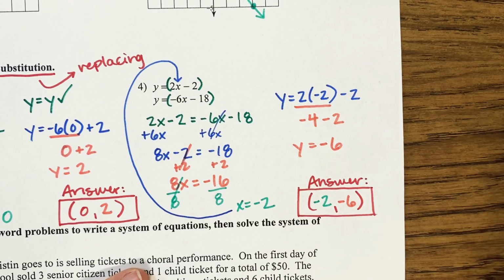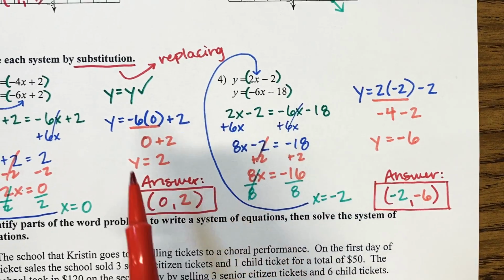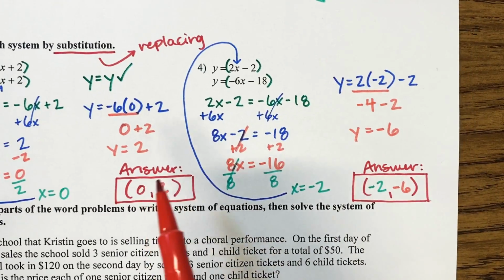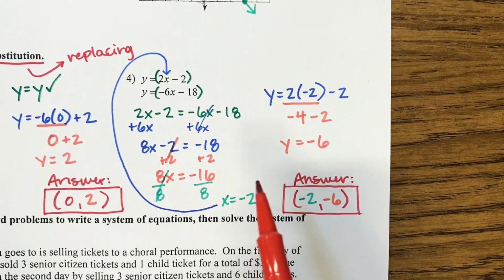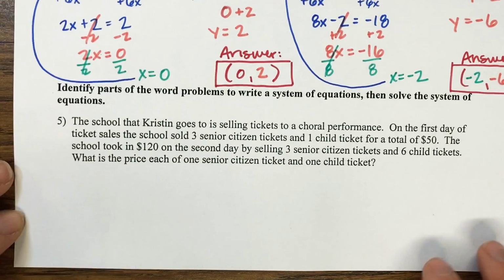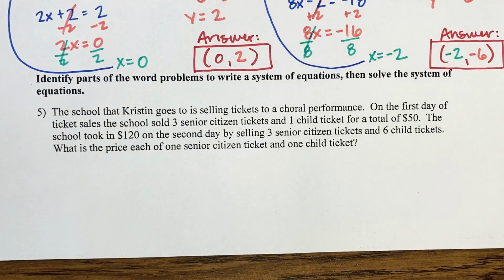Okay, awesome. So that is solving systems by substitution. Notice we don't have any graphs. We're using algebra to solve here, but our answers still look the same, right? Parentheses x comma y, parentheses x comma y. Okay, well now what I want us to do with this word problem is I just want us to identify how we can build a system of equations using a word problem.